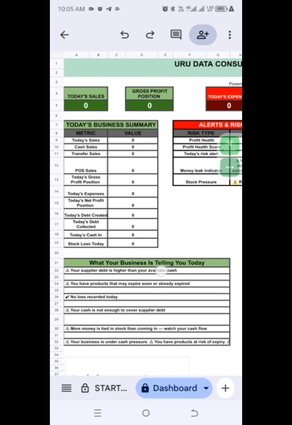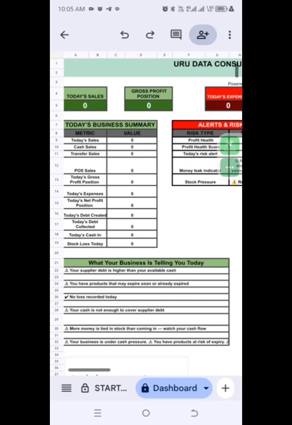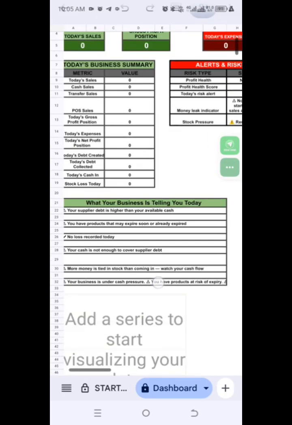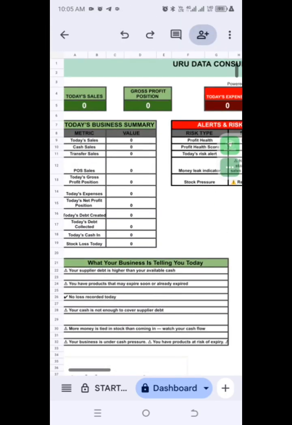So where I am right now is your dashboard. This is where you come every day to see how your business is doing. And you as a business owner are the only one that has access to this dashboard.